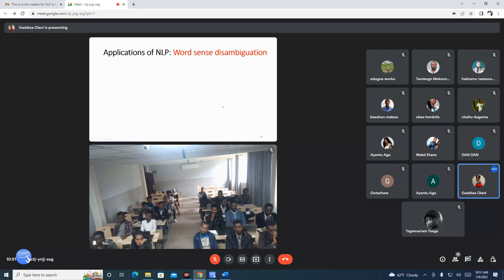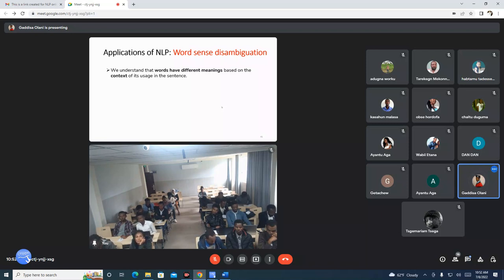The other part is somewhat related to the sentiment, and that is word sense disambiguation. Okay? So as you know, some words have different meanings based on the context or where we utilize them. Yes? So these kinds of words are very tricky for different applications like machine translation.